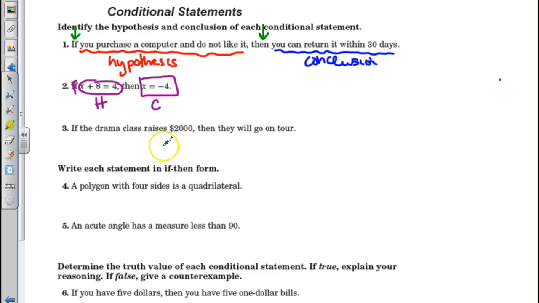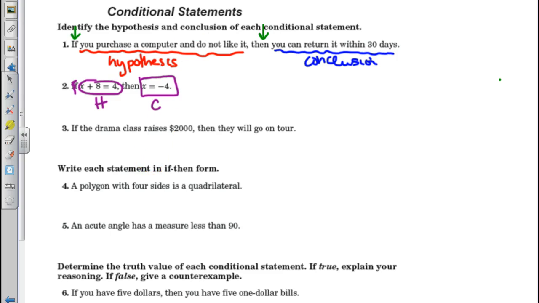Now, this is an if-then statement. It is a conditional statement. If this, then that. So in our case, if x plus 8 equals 4, then x equals negative 4. You can have a conditional statement and it can be false. That's okay. We're just telling whether the conditional statement is true. This one is true. Number one, it depends on the return policy.